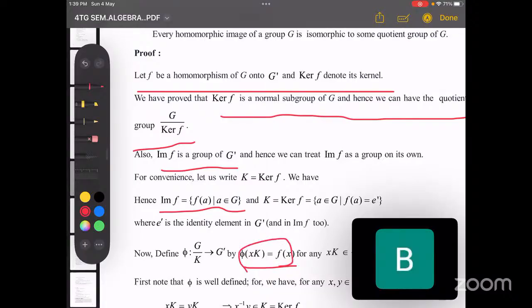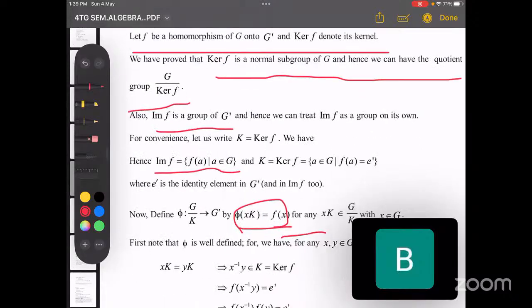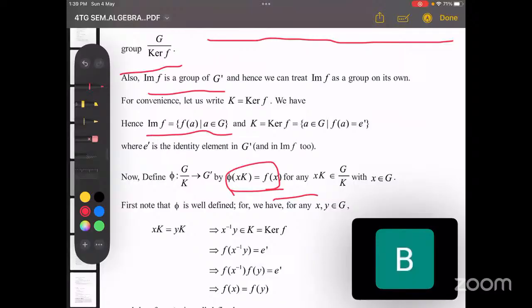For any Kx belonging to G by K, with X belonging to G, first note that phi is well-defined. We have to show that phi is well-defined. For any X, Y belonging to G, we take two elements X and Y such that Kx equals Ky.